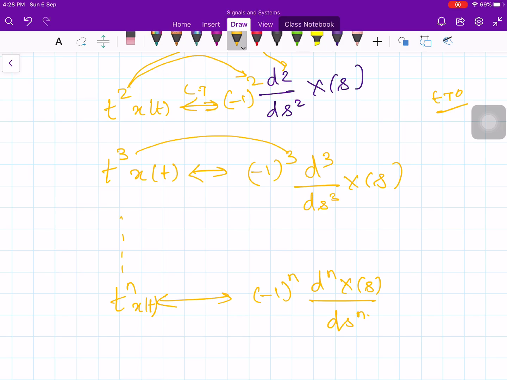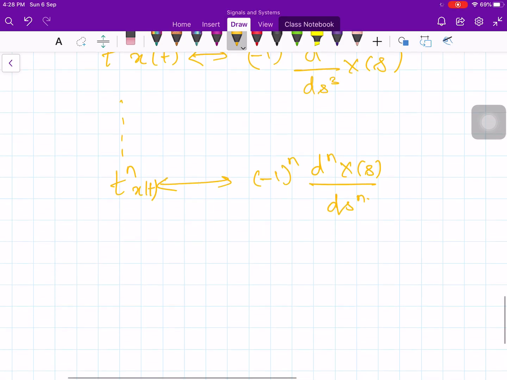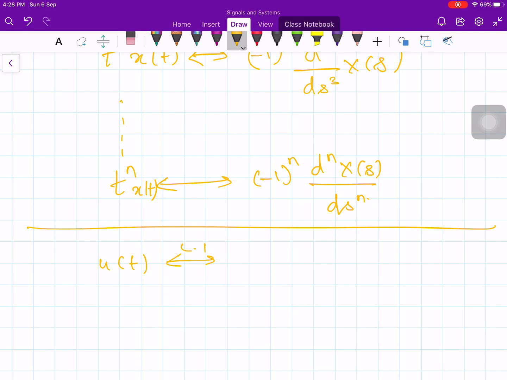So let us take a simple example. We know the Laplace transform of u of t. What is the Laplace transform of u of t? It is 1 over s. Now what happens if I take the Laplace transform of t times u of t? It is very simple. Minus d by ds of 1 over s, which is 1 over s squared.